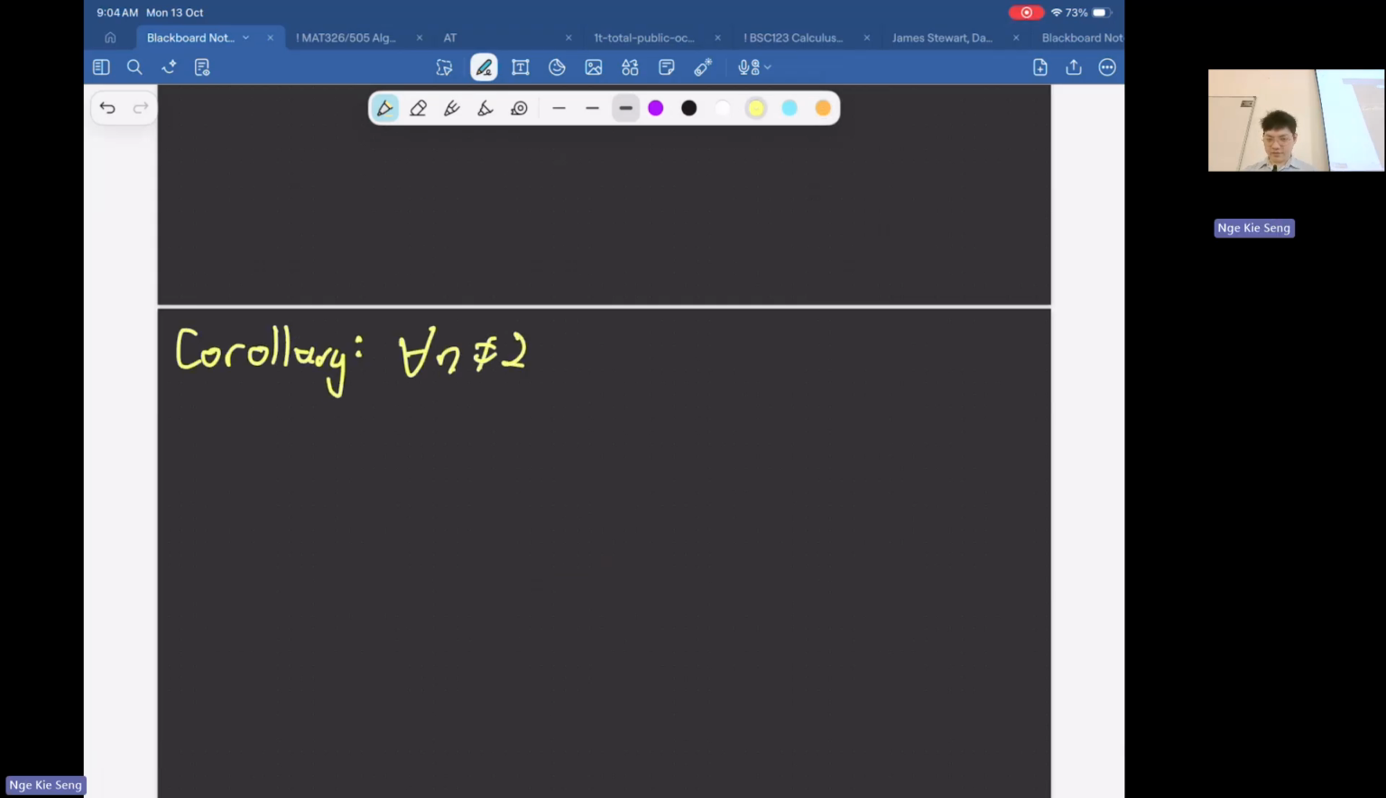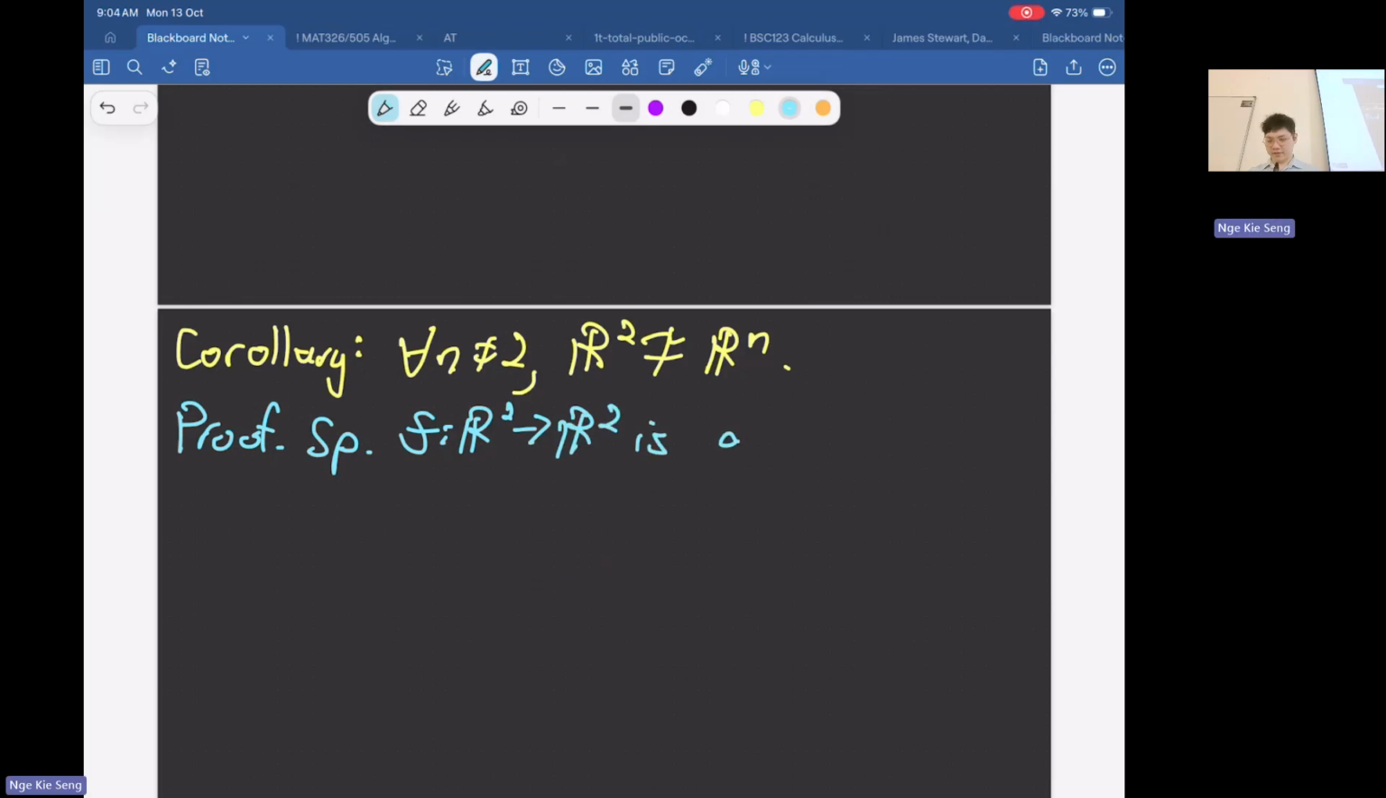For every n not equal to 2, R2 is not homeomorphic to R^n. So how to prove this? Well, a very standard way is to suppose that there is a homeomorphism, and use contradiction. If we have a homeomorphism, what's the thing we did last time? We can remove one point, and we remove its image.